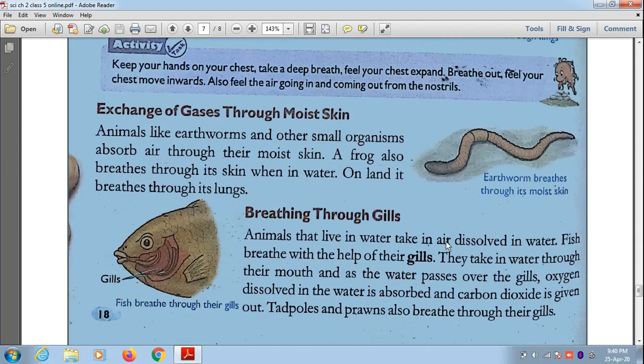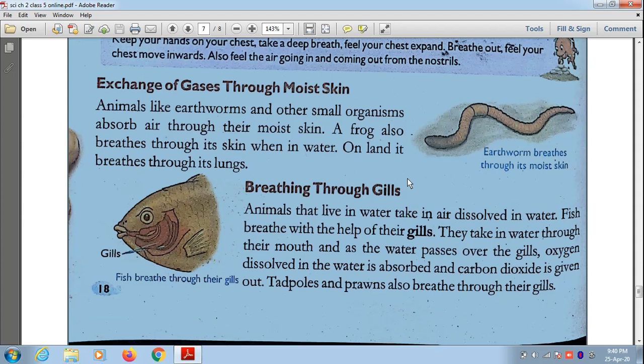Now, exchange of gases through moist skin. Animals like earthworm breathe through their skin, their general body surface. That helps them, right, to breathe in.